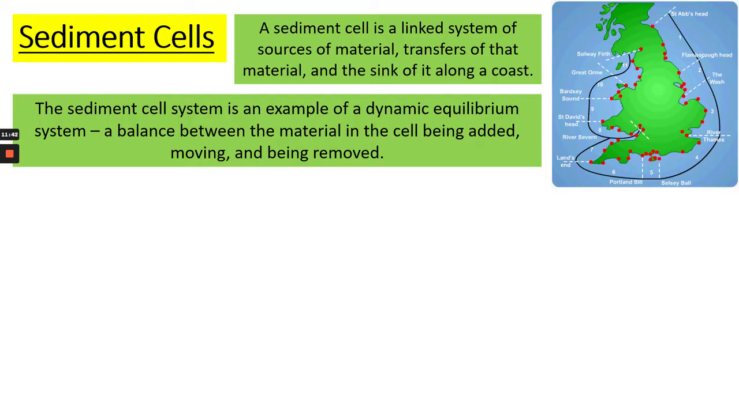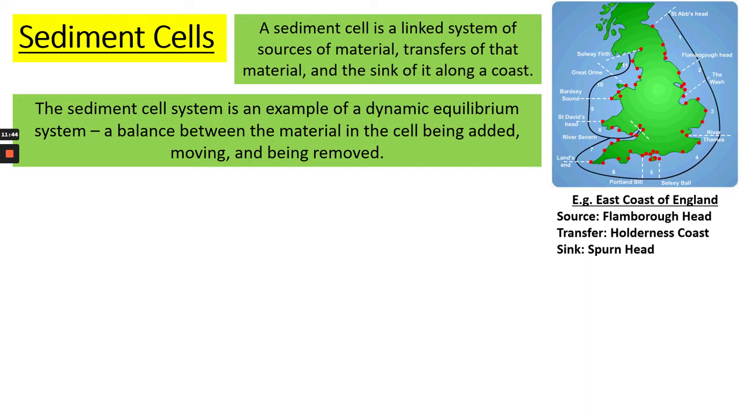So, what are the examples? For example, cell 1, cell 2. This is Flamborough Head, just at the point of cell 2. That's a transfer point in the Holderness coast, and the sink then is Spurn Head in cell 2. So, all along cell 2 there you can see you've got the examples on the east coast of England.